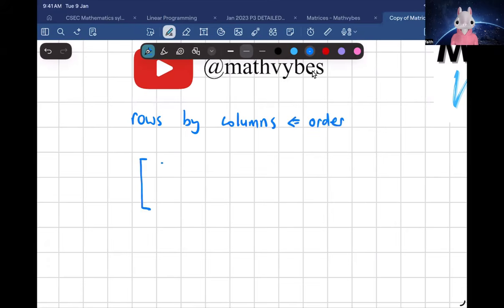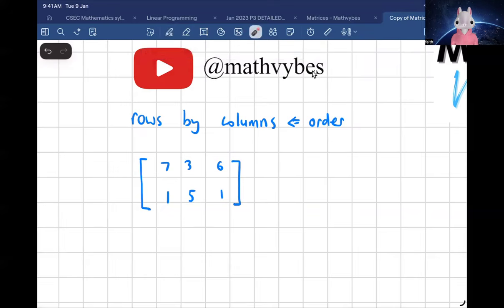So let's just say I give you this matrix here, 7, 1, 3, 5, 6, 1. I want you to tell me how many rows you see in here. Everybody fast. Tell me how many rows you see in here. 3? I am seeing 2 rows, not 3, 2 rows.